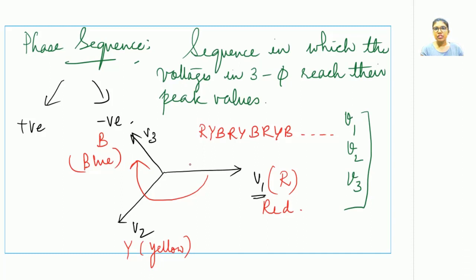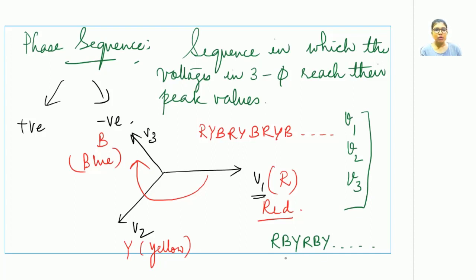If this is called positive sequence, then what will be the negative sequence? If we change the order in which the voltages reach their peak values. So it is always R which will reach the peak value first. So the sequence will start with R. But instead of the yellow or Y being the second phase which reaches its maximum value next, in the negative sequence it will be the blue or B which reaches its maximum peak first. So the sequence will be R, B, Y, R, B, Y and so on.